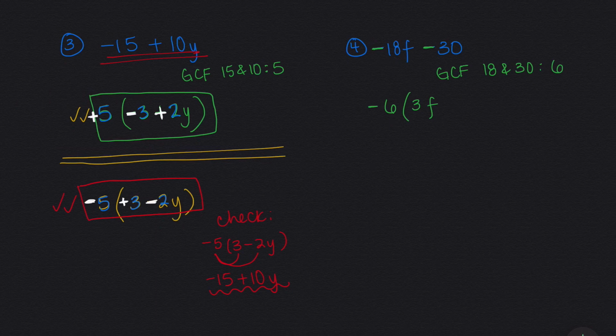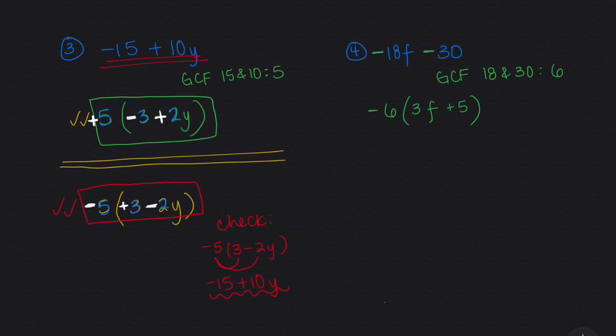Then you ask yourself, negative 6 times what is negative 30? Well, we know that 6 times 5 is 30, so negative 6 times positive 5 will give us negative 30. That leaves our answer as negative 6 times 3f plus 5.